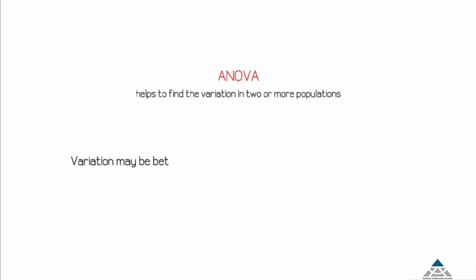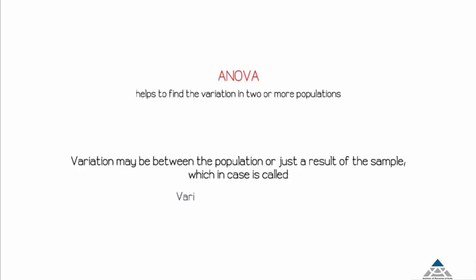We saw in the video on ANOVA earlier how it helps us to find the variation in two or more populations. The variation may be genuinely between the populations or just as a result of the sample, which in that case is called variation due to residuals or variation within the sample. In that video, we had seen a case for tires from different companies and whether their expected longevity was the same or not.